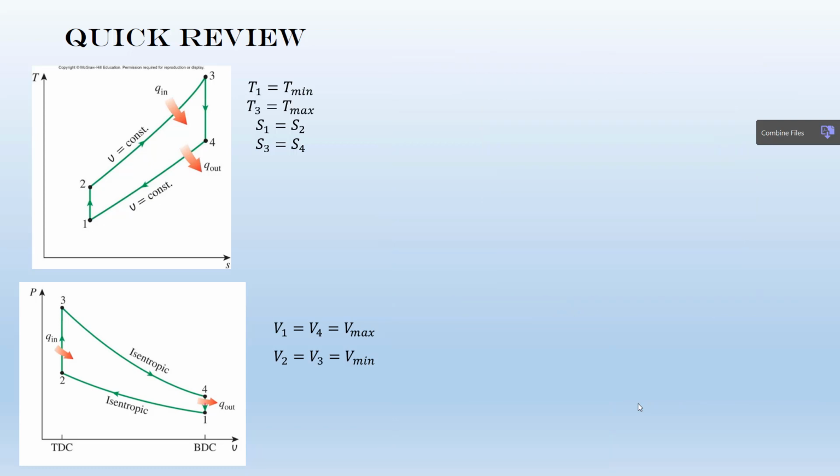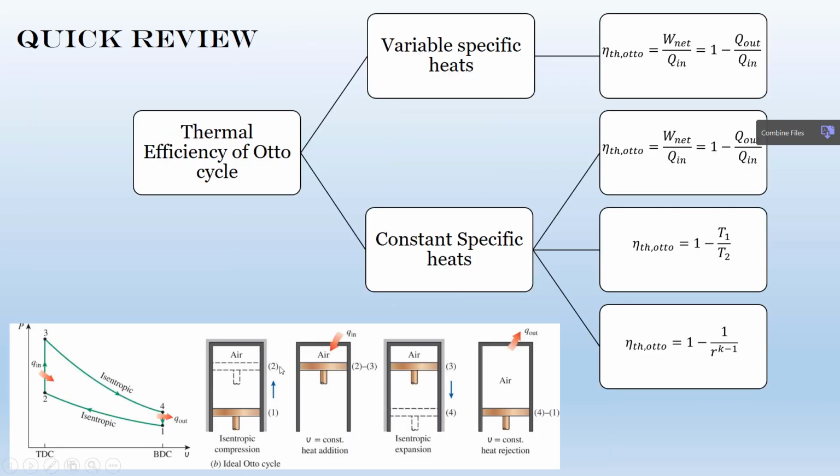Okay, so look, guys, we have three types of equations to solve chapter 9 problems. The first part is these equations. You need to pick the right equation depending on the variable specific heats, if you have a variable specific heat or constant specific heat.